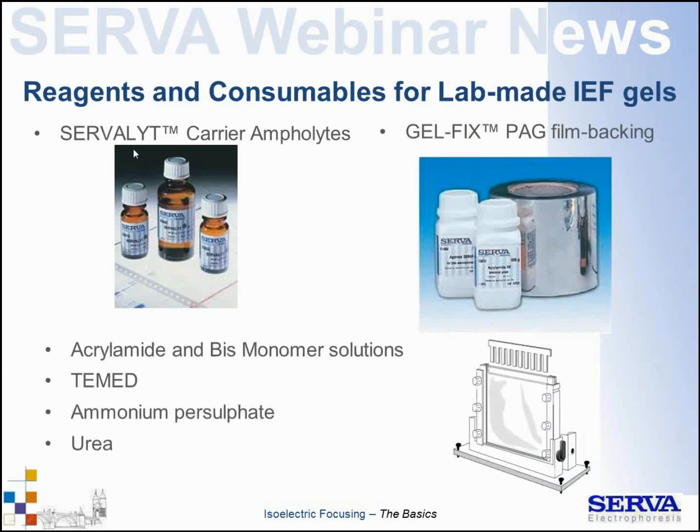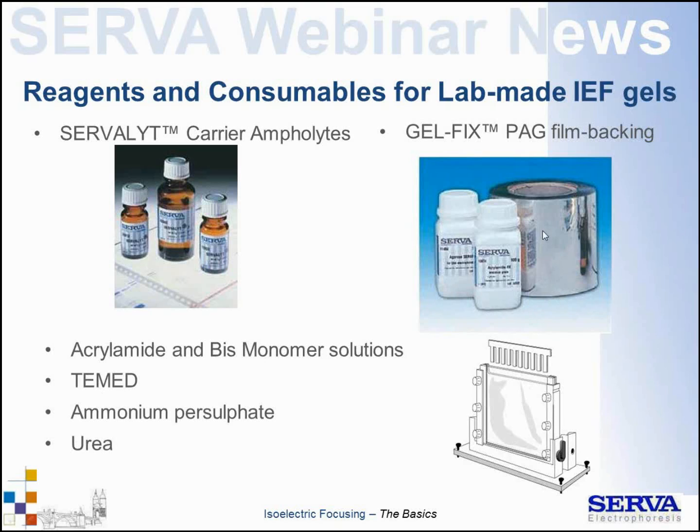So the company SERVA offers the SERVA lights, the acrylamide and bis monomer solutions. So you don't need to weigh in acrylamide. Of course, you can also purchase powder from SERVA. And you know that acrylamide and bis are quite toxic components. You should avoid any contact with it as much as possible. The TEMED and the ammonium persulfate is needed for initialization of the chain reaction for generating a gel, and yeah, urea sometimes is needed, as I said.